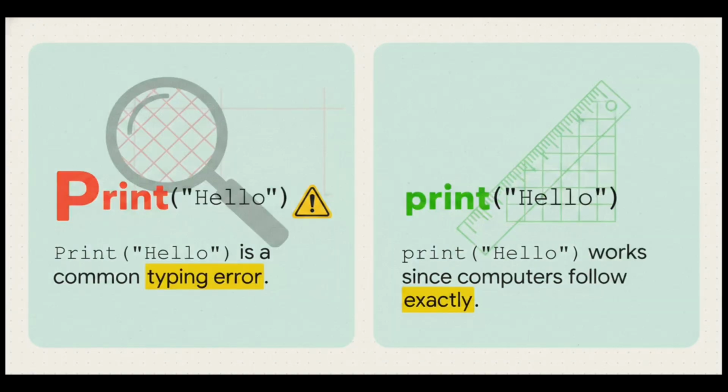And here is another incredibly common typing error. Notice what happens if you type print hello, but with a capital P. Python is case-sensitive. To the computer, a capital P and a lowercase p are completely different things. There's no connection. A simple typo like this breaks the code entirely, which really emphasizes that computers follow instructions exactly as written. They don't guess what you meant. They just read what's there.